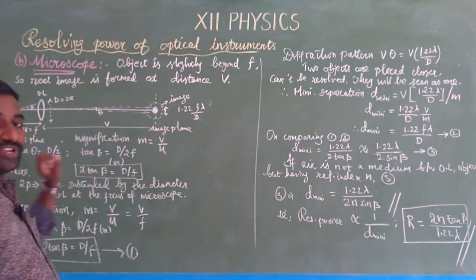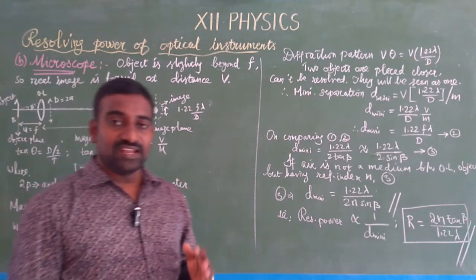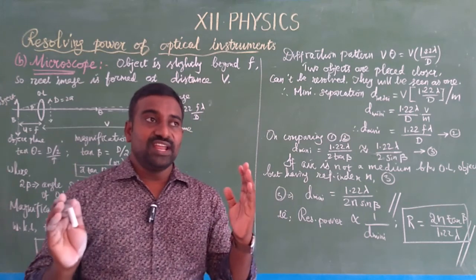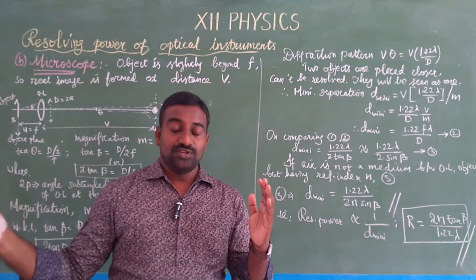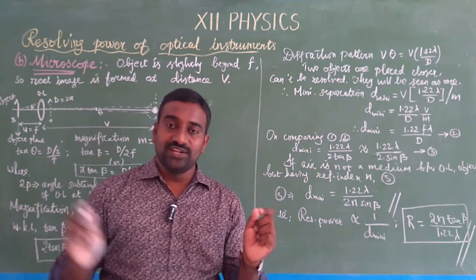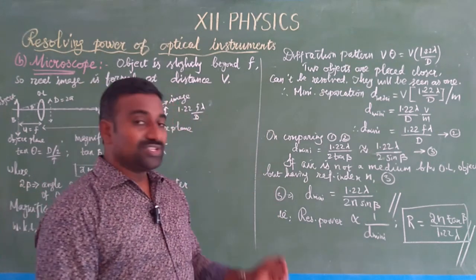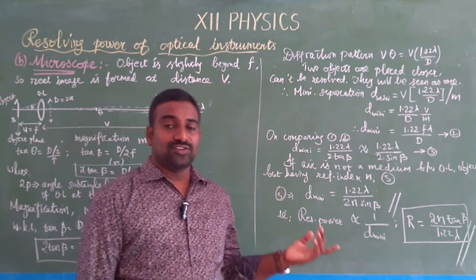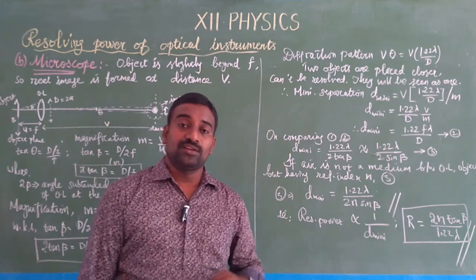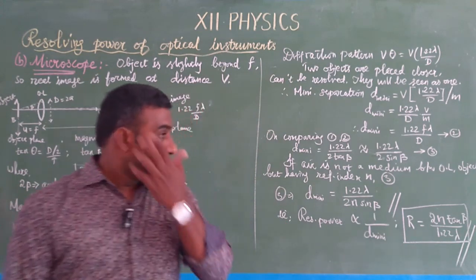What kind of light have we used? We mostly use visible light, within the range from 3800 Angstrom to 7800 Angstrom, violet to red. We chose light within that range because this is an ordinary microscope, not an electron microscope. About the electron microscope you will learn in higher classes. Thank you.